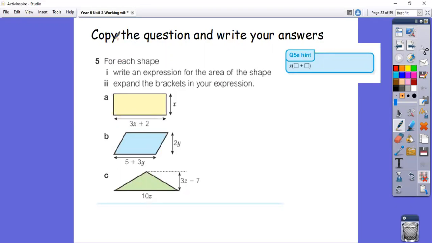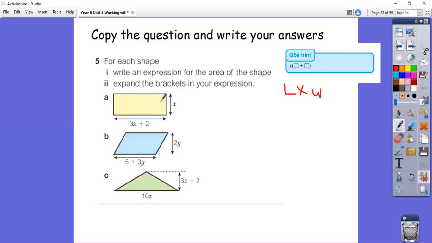So there is question 5. Remember, copy the questions and write answers. You don't have to copy the diagrams, but in some cases it might help you. So for each shape, write an expression for the area of the shape. Remember, the area is the length times the width, and then expand the brackets in your expression.